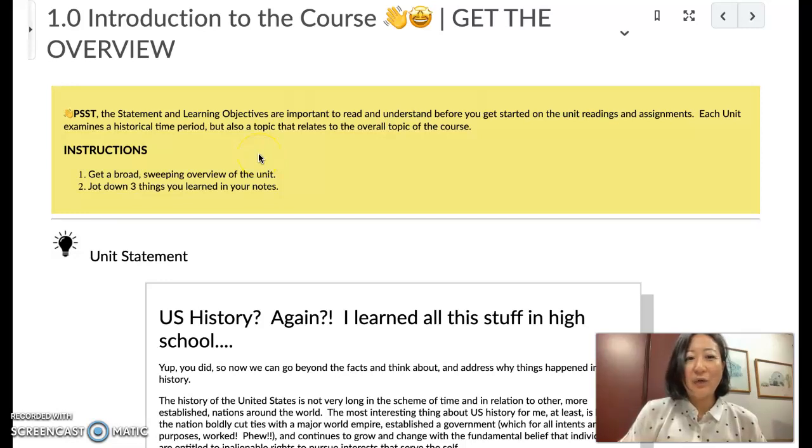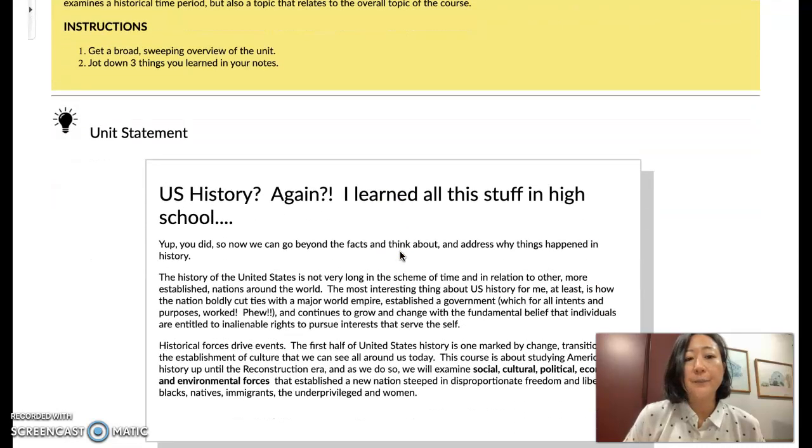Hi, I want to go over the unit statement and learning objectives for the first unit, Introduction to the course. In the yellow box here, I remind you that you should really get a broad and sweeping overview of the unit and maybe jot down 3 things you learned in order to guide you in your readings.